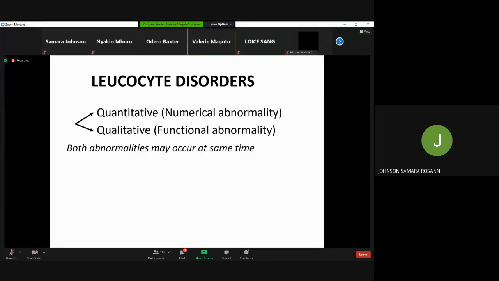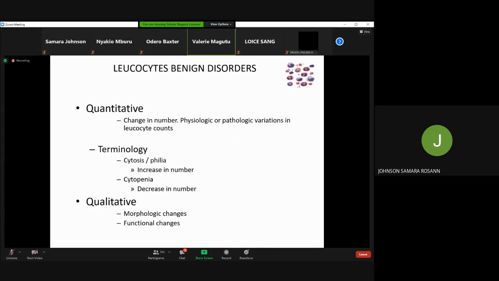As Prof mentioned, white cell disorders, especially the benign ones, can be classified as either quantitative, where there's abnormality in terms of their numbers, or qualitative, where there's generally considered a functional or morphological abnormality. And as she also mentioned, both of these can occur at the same time. So, as I've mentioned, quantitative means that there's a change in number, and there can be physiologic or pathologic variations in white cell counts. So the cause doesn't necessarily have to be a disease.